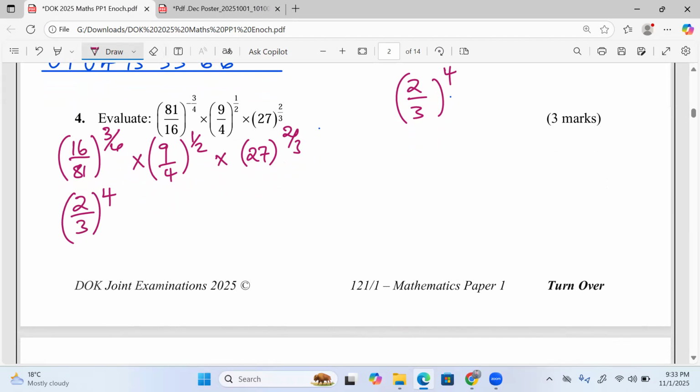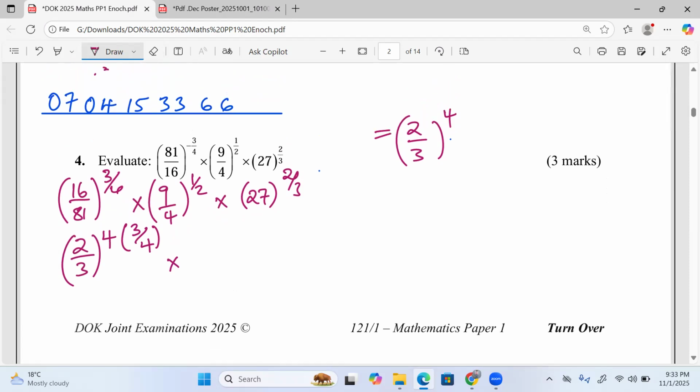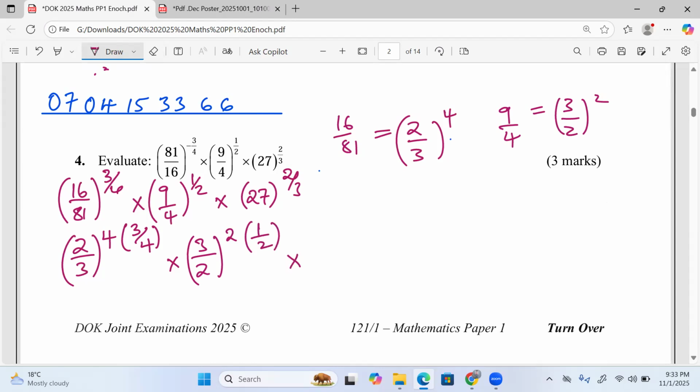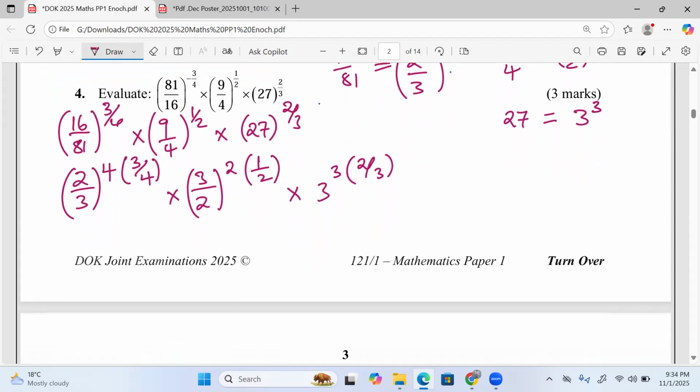Then, apart from that, there is an existing power, 3 over 4, multiplied by 9 over 4, which can also be written as 3 over 2, each of them squared. Then there is an existing power of half, multiplied by 27, which can be expressed as 3 power 3, with an already existing power of 2/3.